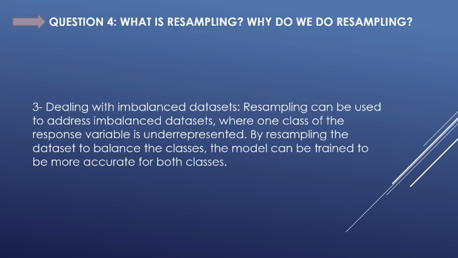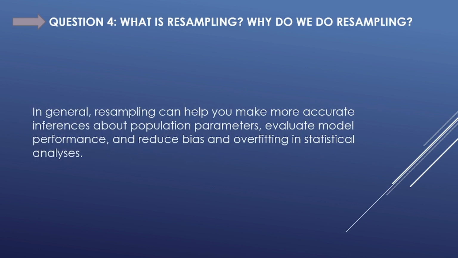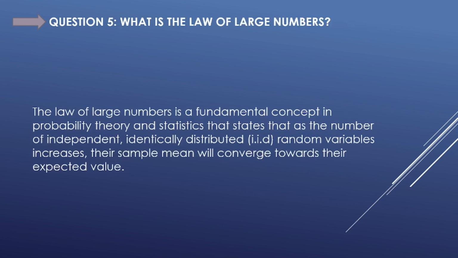Dealing with imbalanced datasets. Resampling can be used to address imbalanced datasets where one class of the response variable is underrepresented. By resampling the dataset to balance the class, the model can be trained to be more accurate for both classes. In general, resampling can help you make more accurate inferences about population parameters, evaluate model performance, and reduce bias and overfitting in statistical analysis.